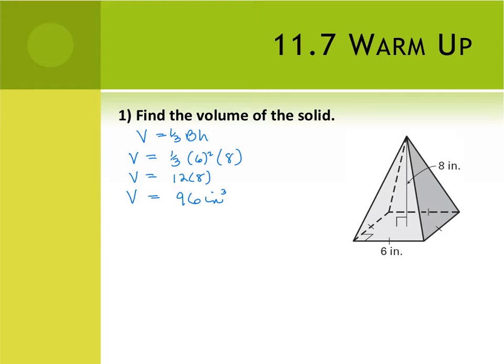So the formula for volume of a pyramid is 1/3 area of the base times how tall the pyramid is. So this is 96 inches cubed, or cubic inches. Everybody good on number 1? Let's try number 2.